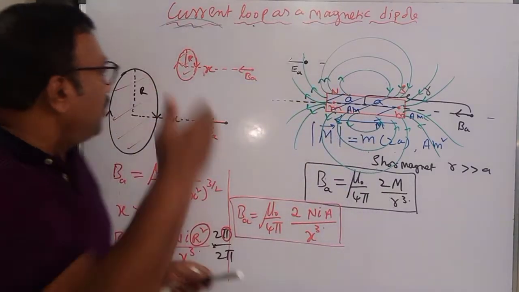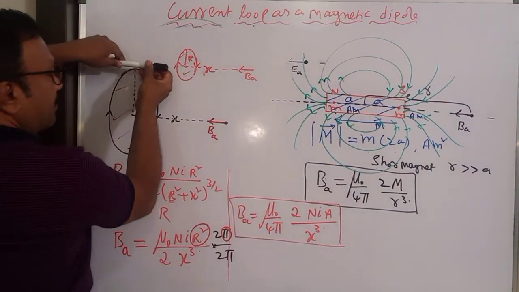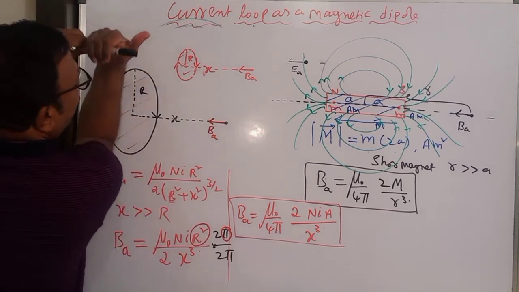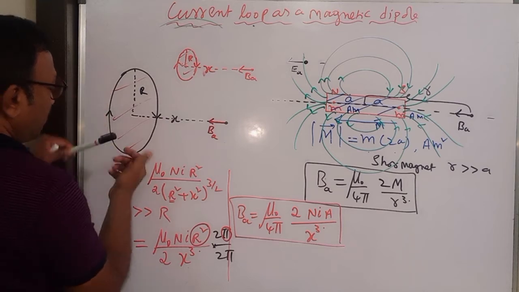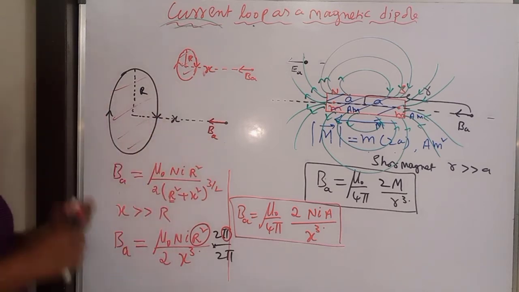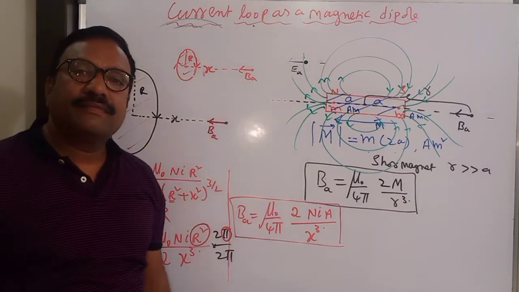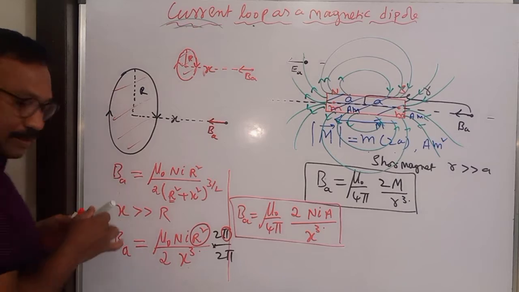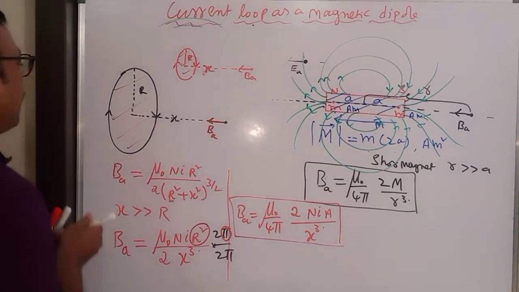Let me check here if you want. Current is like this, right? Because it's flowing like this. Then the magnetic field will be inward. Check here also like this. So current is flowing like this, magnetic field inward. So the magnetic field is always inward. So I will take an inward magnetic field here. I will take an inward magnetic field here.